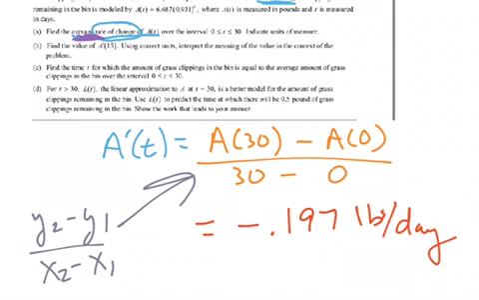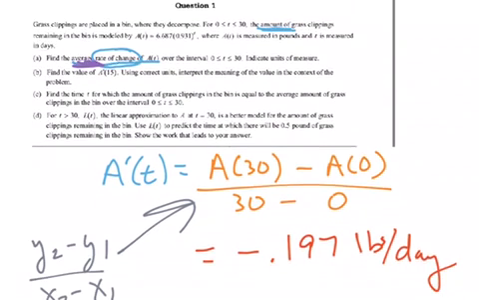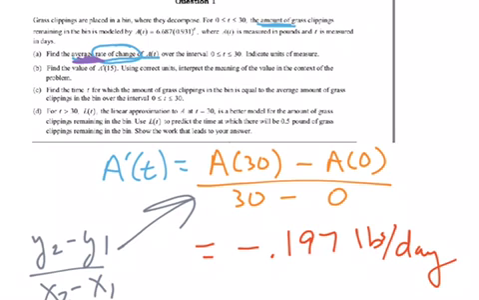Okay, so where are pounds coming from? Well, the top, when we solve for pounds, A(30) and A(0) represent pounds. The bottom part is time. Time is measured in days. That's days, that's days. So that's why we're getting pounds per day. And there's your answer. So hopefully that makes sense, and I'll see you all in the next video.